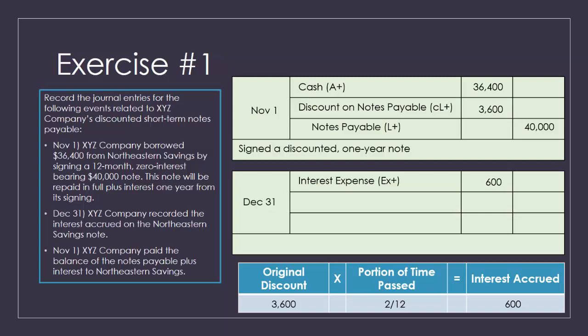We're not actually going to have to pay this interest though, because it's assumed to be in the difference between what we received in cash and the amount we have to repay in the note. So what we do with the credit in this accrual entry is we actually decrease the amount of our discount on notes payable. So we're going to credit discount on notes payable for $600.